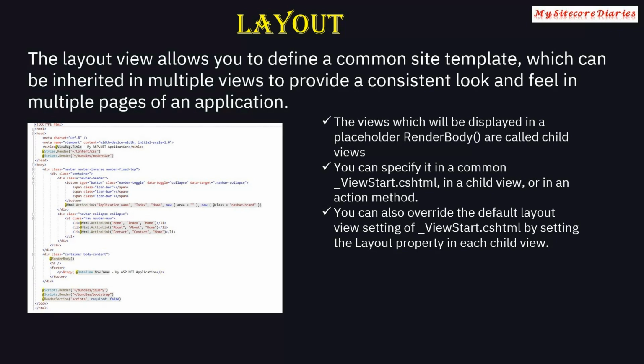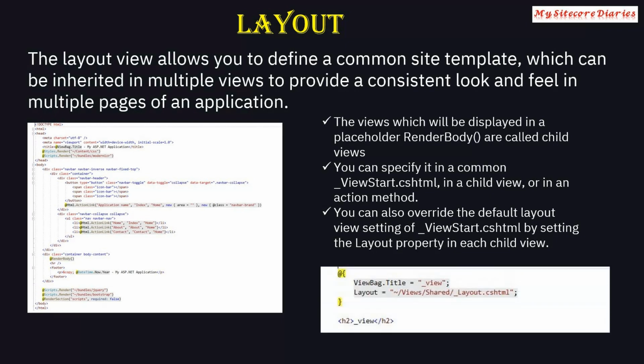You can also override the default layout setting in _ViewStart.cshtml by setting the Layout property in each child view. So in each child view you can also specify the layout. Here you see how the layout is defined in the individual view. You can define the layout here. This is how it looks.